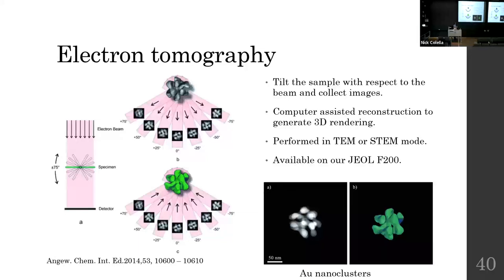The way we would do that is similar to what Greg talked about a few weeks ago with his micro CT lecture. We take the sample, look at it at 0 degree tilt, and then keep rotating it gently in the beam and taking an image at every rotation. This is very similar to how micro CT works. Then we use reconstruction to generate more of a 3D model. This is a gold STEM image here. You can do this technique in STEM mode or TEM mode. If you take a tilt series, then you can reconstruct it and see more of the three-dimensional structure of it.